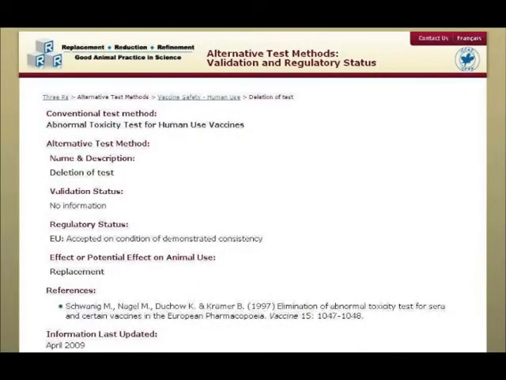The first description of the alternative test for the abnormal toxicity test for human use vaccines says deletion of tests. So, as it has said before, if it's deletion of tests, it's not used anymore. Under regulatory status it says accepted on condition of demonstrated consistency. So I can only imagine that they are comparing it with retrospective data, i.e. data that they already have, so there's no longer any need to do any more tests. And under effect or potential effect on animal use it says replacement, so this is a full replacement test, which is really excellent. Okay, let's have a look at the next one now.